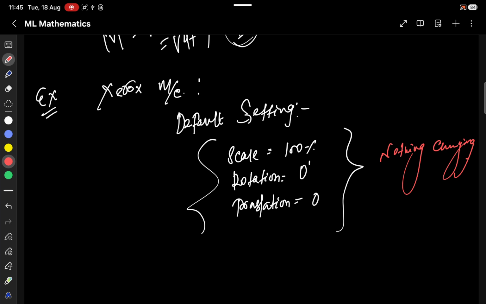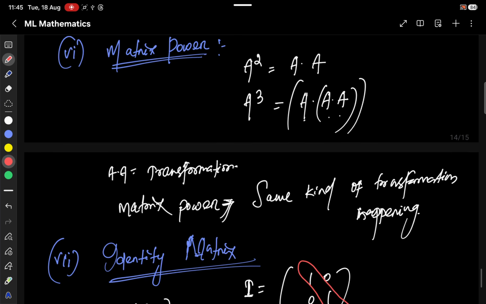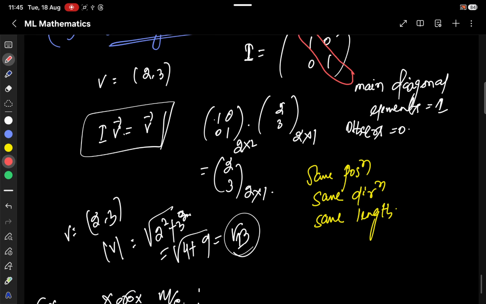Whatever the rest of the operations are, we will cover them in the next one, because the next one will be a little bit bigger than the inverse one.